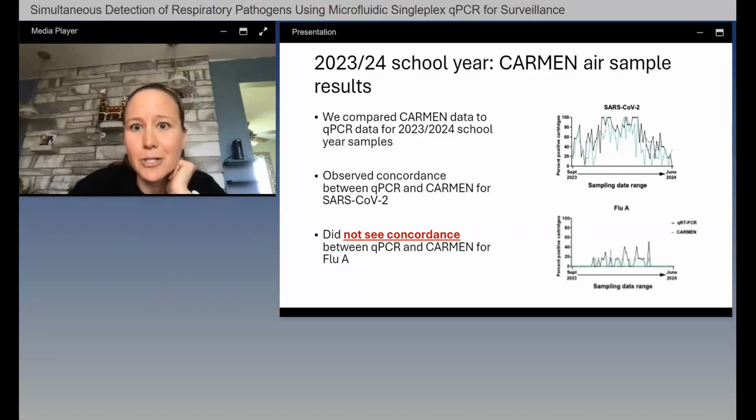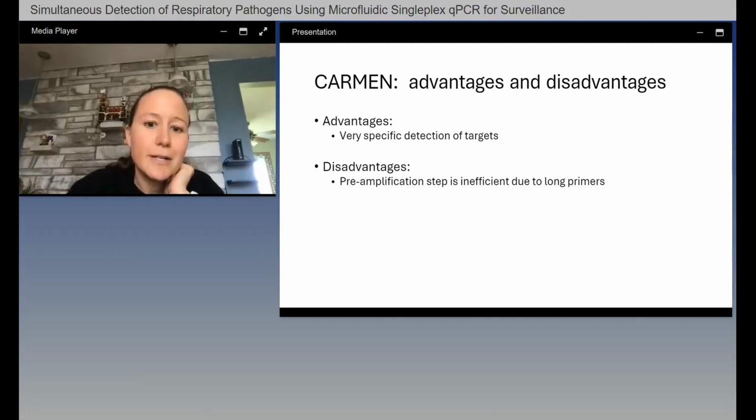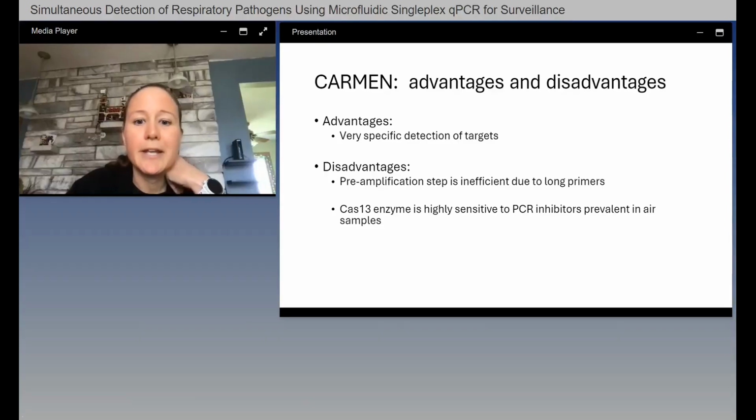And this was even after expansion, where we tried to increase the Carmen sensitivity by including the M gene target. So overall, there are some limitations to the Carmen assay. Its advantage is that it does have very specific detection of targets. However, with air samples, if those targets are degraded, we can often miss detection of some of those samples. The disadvantage is that there is a pre-amplification step with the T7 overhangs. Those long primers are somewhat inefficient at producing DNA. The Cas13 enzyme, and I'm not going to get into this today, is highly sensitive to PCR inhibitors that are prevalent in the air samples.